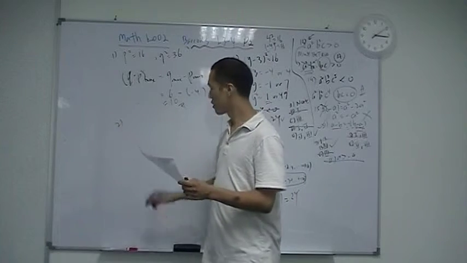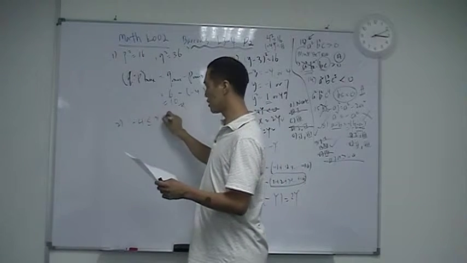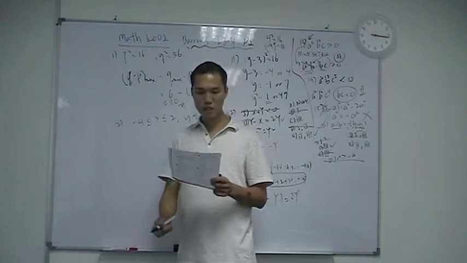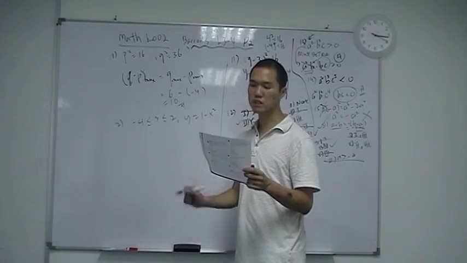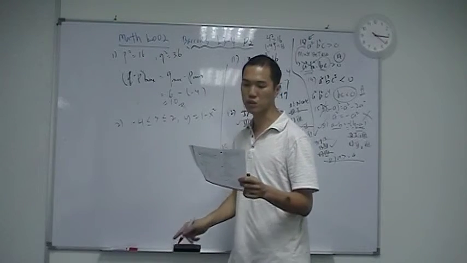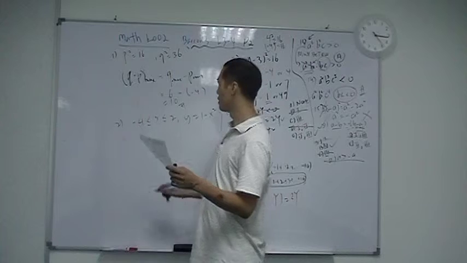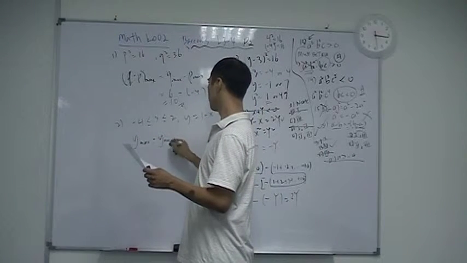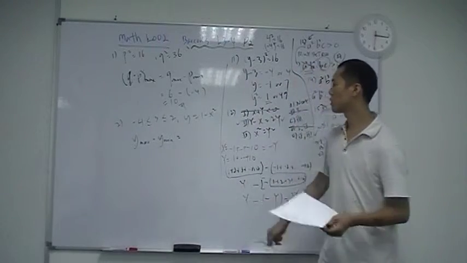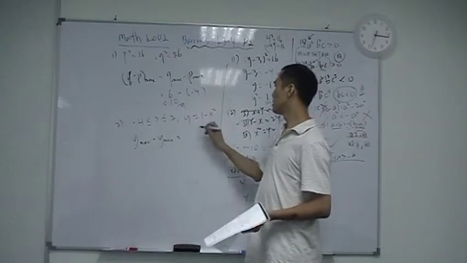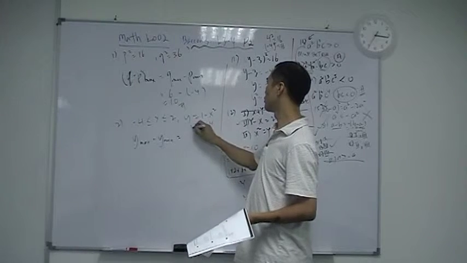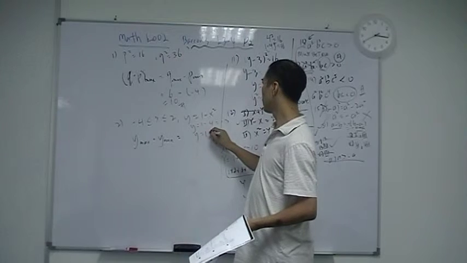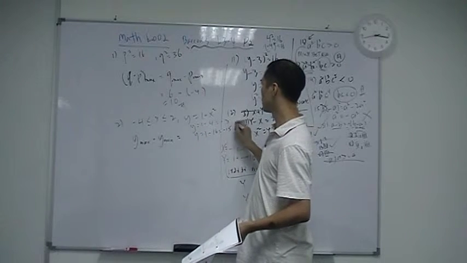Number 2: negative 4 is less than or equal to x, which is less than or equal to 2, and y equals 1 minus x squared. They want to find what number is obtained when the smallest possible value of y is subtracted from the largest value of y. So y maximum minus y minimum. Let's see what y maximum is. You can try 2. Put a 2 in: 1 minus 4, so it's negative 3. Put the negative 4 in: 1 minus 16 equals negative 15.